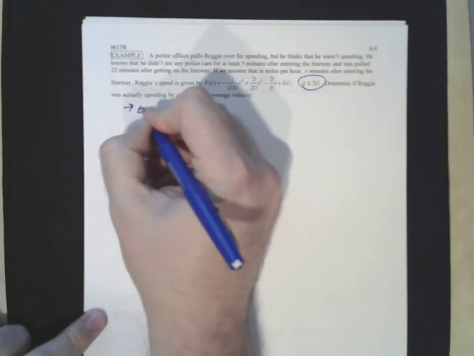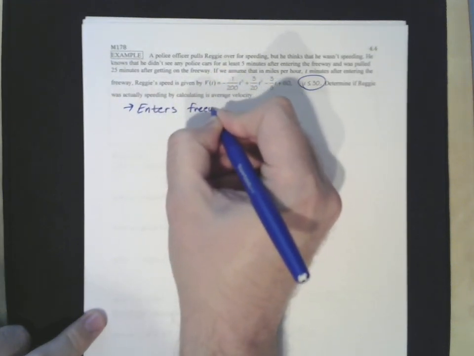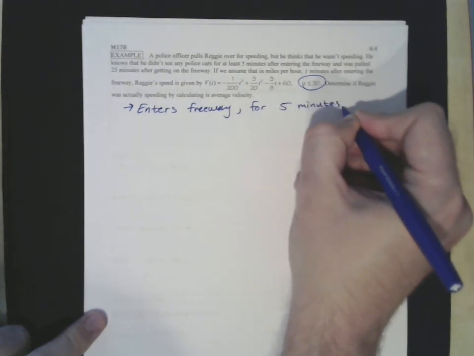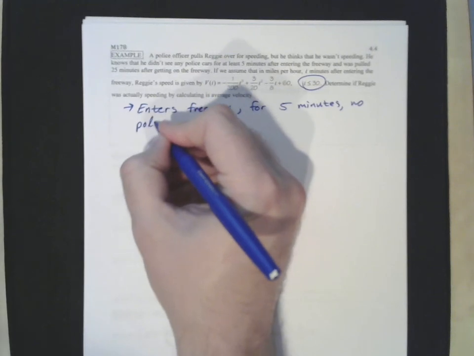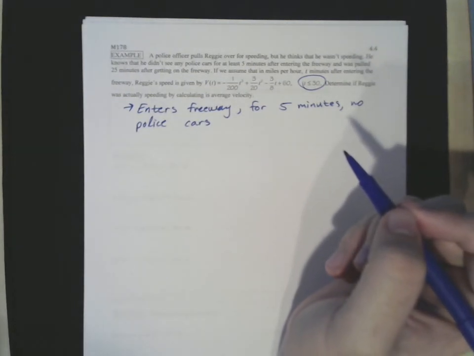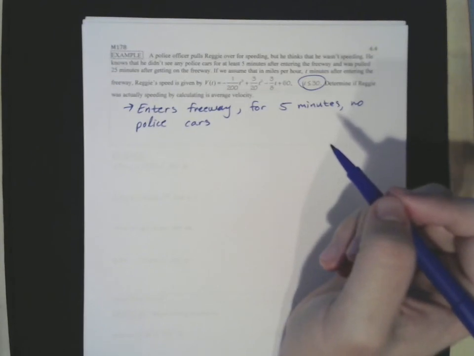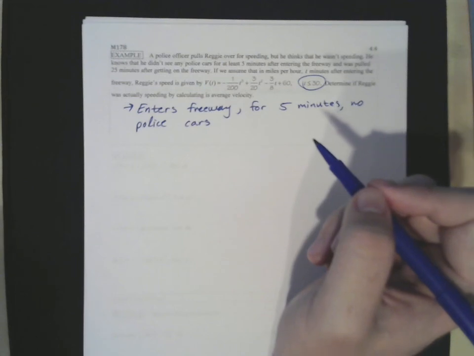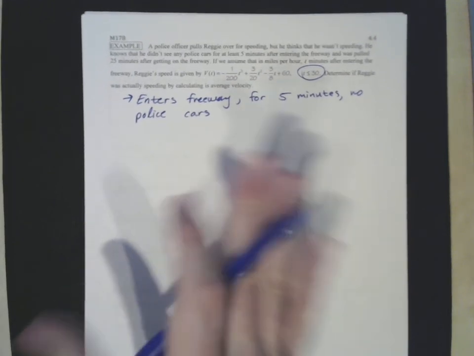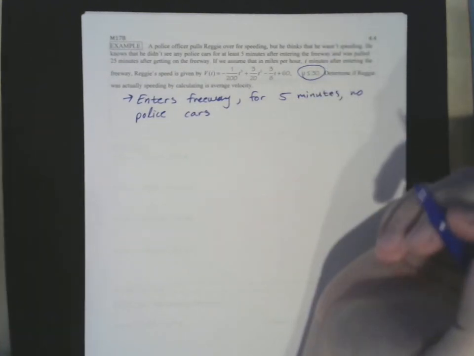So first, let's talk about why we're using t less than or equal to 30. He enters the freeway, and he's sure that for 5 minutes there were no police cars. And he was pulled over 25 minutes after getting on the freeway. So there's 20 minutes where he's not sure. So we choose 30 because we want to be more than what he's sure of, but still not too far, because as we know, our rates of change change drastically as we increase the time interval. So that's why we were given t less than or equal to 30.